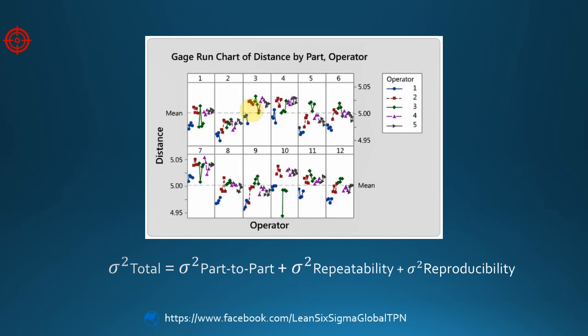Repeatability is estimated by combining within-group variation for all of the 60 combinations of operators and parts. For this data, the estimate of repeatability variance is 0.000671.